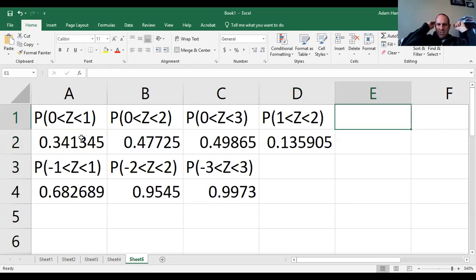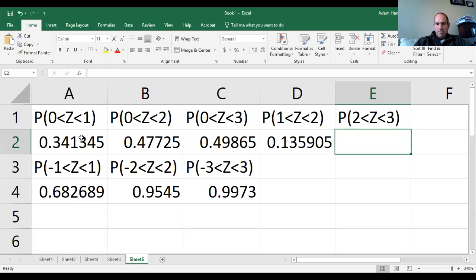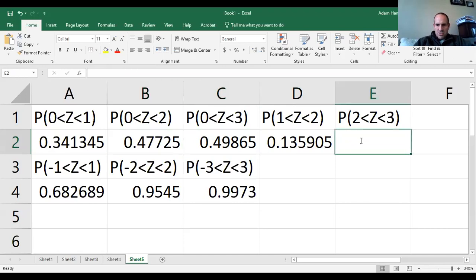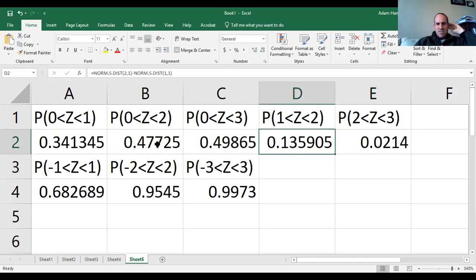Then let's compute the probability that 2 is less than z is less than 3. Well, what will that be? It should just be this guy minus that guy. It should be this thing, and then I take away the stuff between 0 and 2. So equals this minus that. It's kind of nice to have these little probabilities on hand.